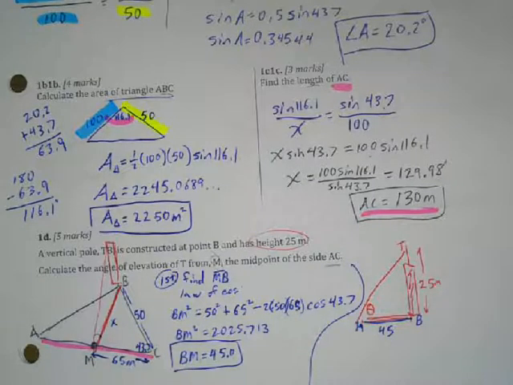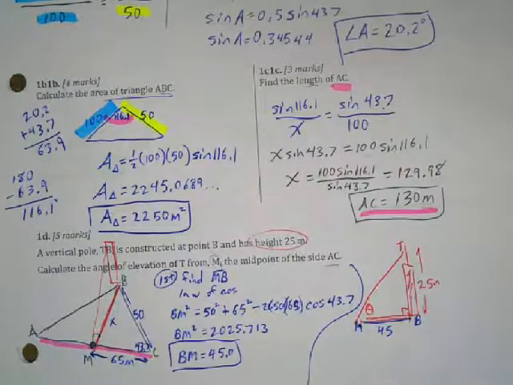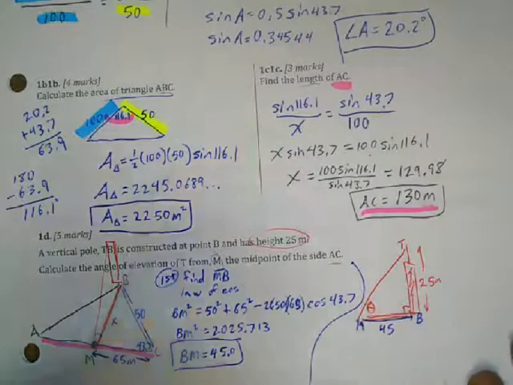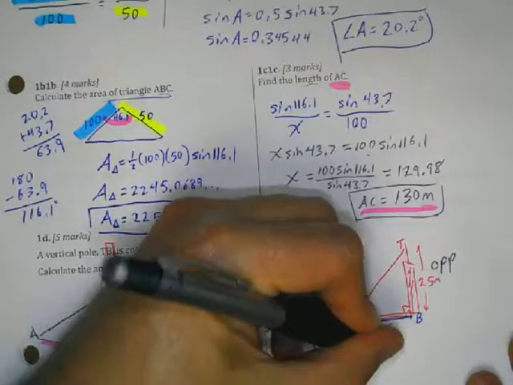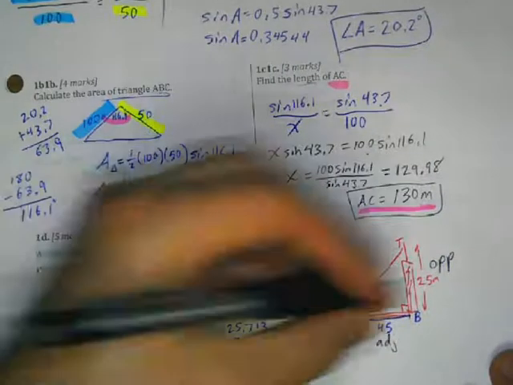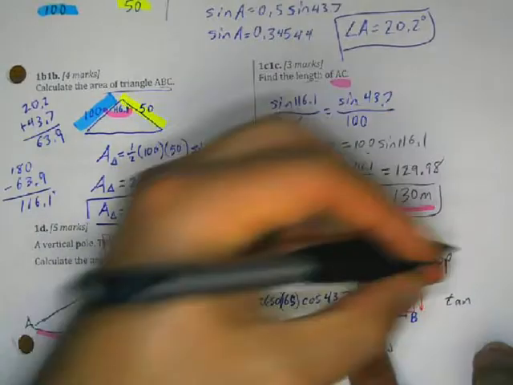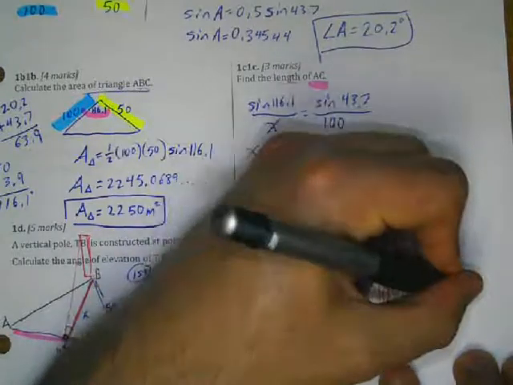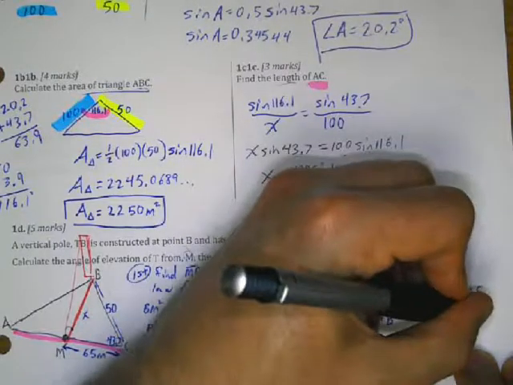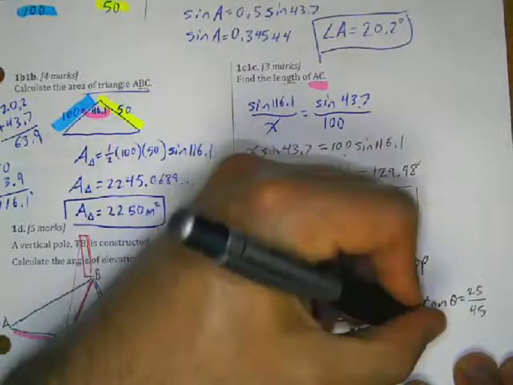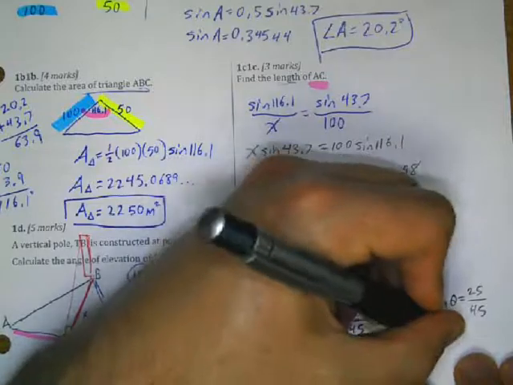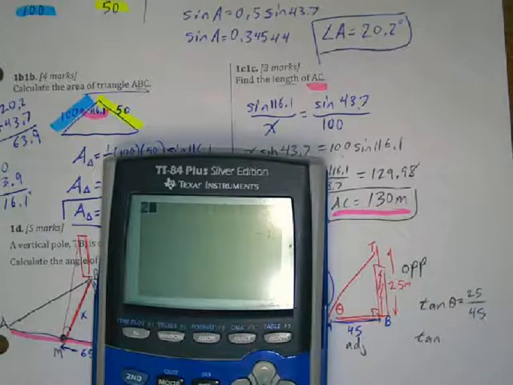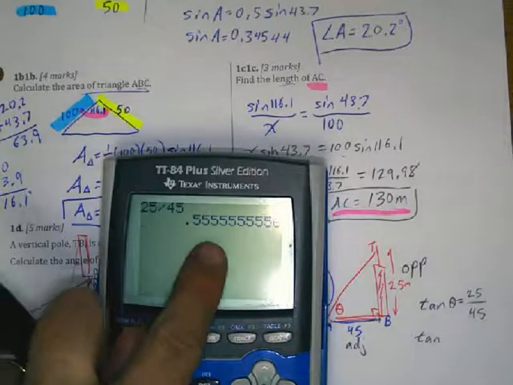Okay, the tower is at a right angle. It's not the leaning tower of Pisa, it's straight up and down. So we've got the opposite side, we've got the adjacent side, so we're going to use tangent. So I can say tangent of the angle is equal to the opposite over the adjacent, so is equal to 25 over 45. 25 divided by 45 gives us 0.5 repeating.